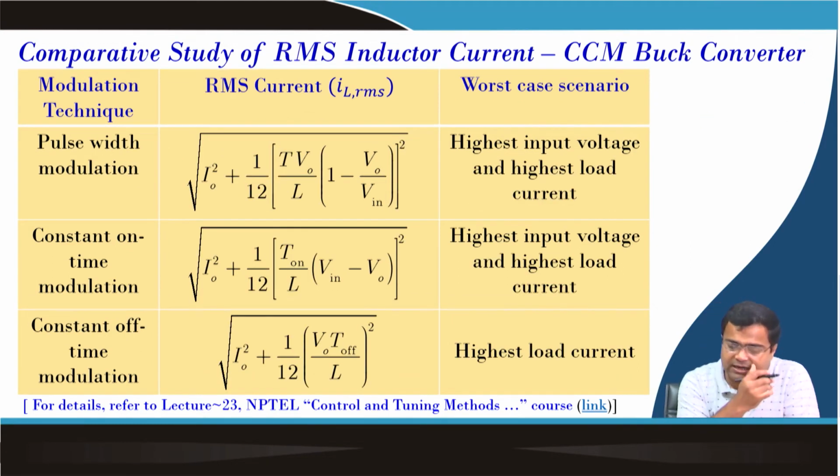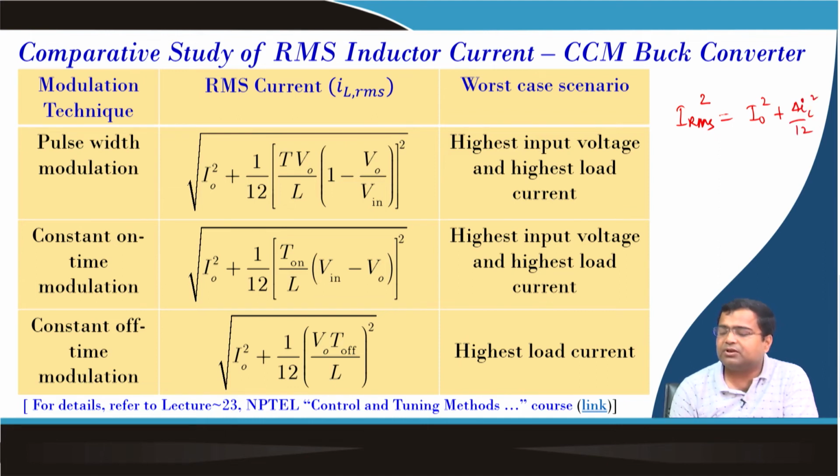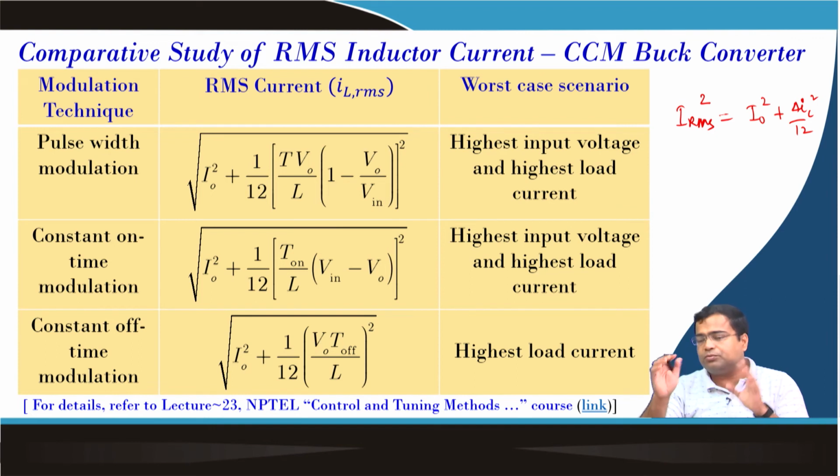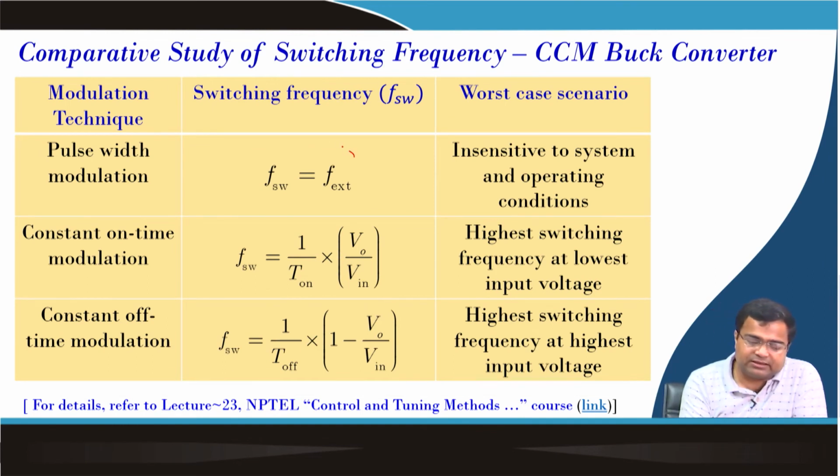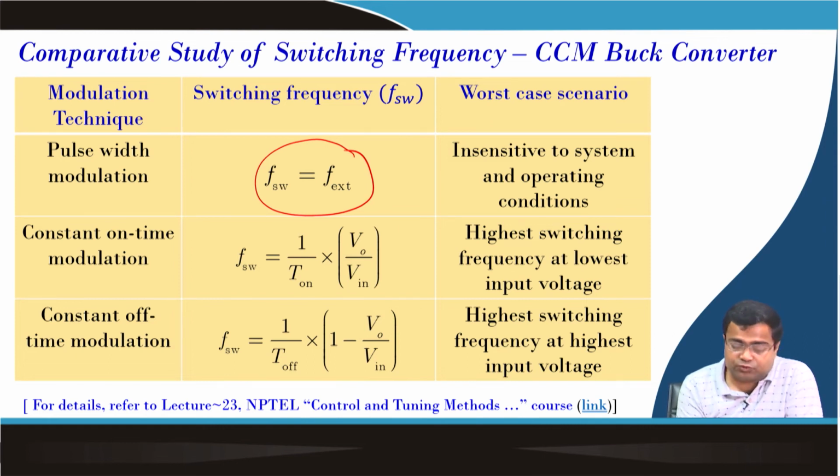If you take the RMS current, it will follow the ripple current, because we know the RMS current for the buck converter will be, if you take the square, the load current square plus delta IL square by 12. Since the load current will be the same under closed loop, if delta IL increases, then RMS current will increase. Switching frequency, for fixed frequency, is fixed, but for constant on time, the switching frequency will be the highest at the lowest input voltage, which is shown here.